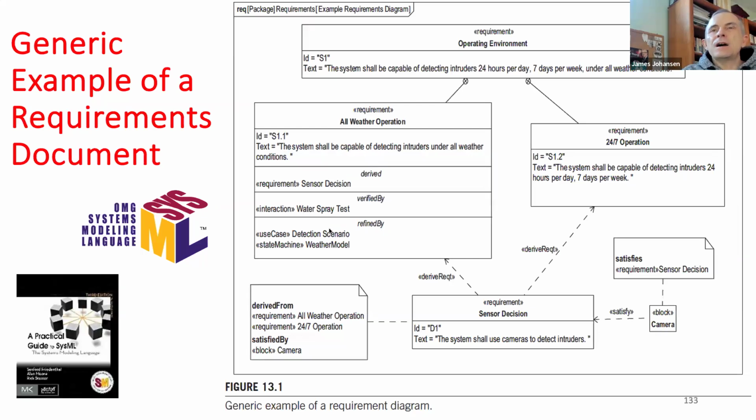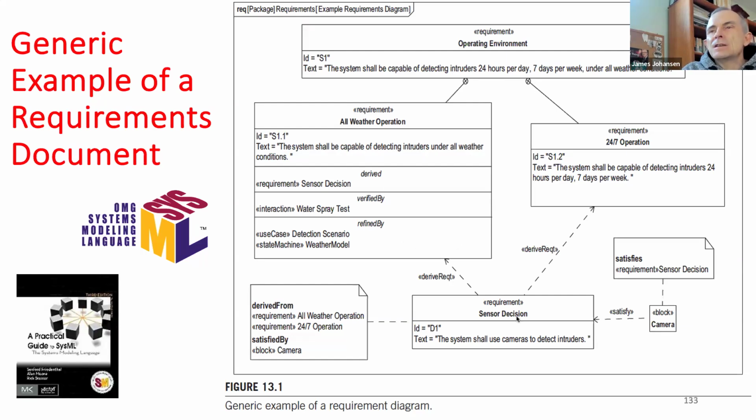And how is it refined? It's refined by the detection scenario use case. So there's a mechanism that you can tie the use case diagrams to a requirement. Plus there's also a state machine for a weather model. We're going to be talking about state machines. That'll be one of the later ones that we'll get a chance to explore.